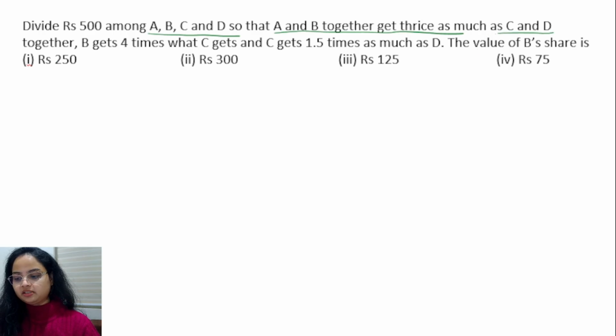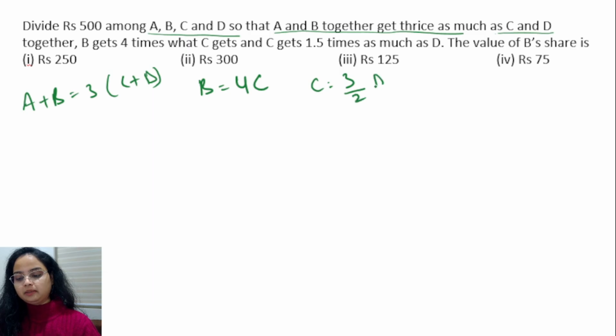Next one. Divide 500 among A, B, C and D so that A plus B together get thrice as much as C and D together. So here A plus B is equal to 3 times of C plus D. A and B got thrice as much as C and D together. Okay. And B gets 4 times of what C gets, and C gets 1.5 times, 1.5 means it is 3 by 2 times as much as D. We have to find the value of B's share.